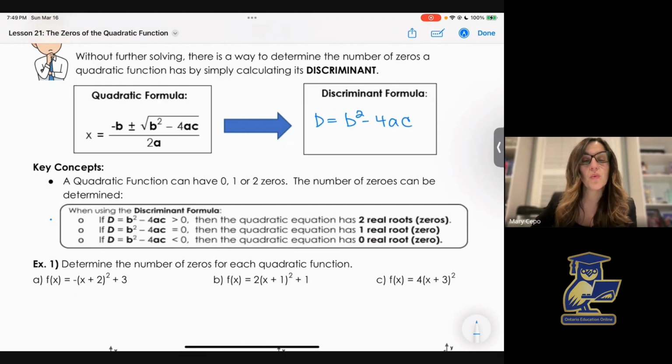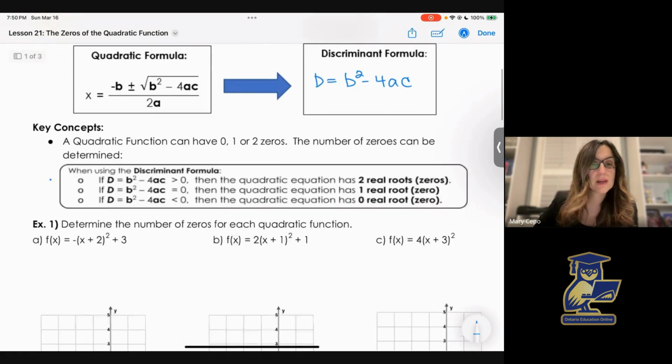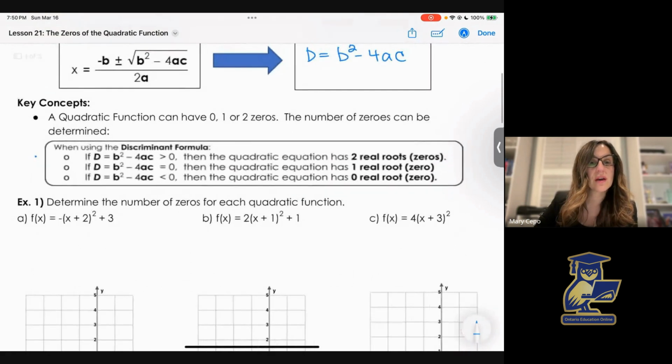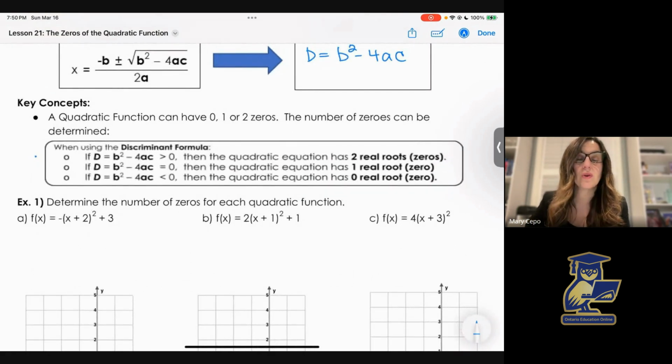Keeping in mind when we have the quadratic function in standard form, a is the coefficient in front of x squared, b would be the coefficient in front of x, and c is your constant. So some key concepts: a quadratic function can have either 0, 1, or 2 zeros. The number of zeros can be determined when using the discriminant.